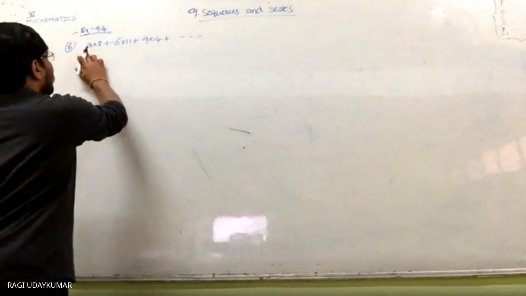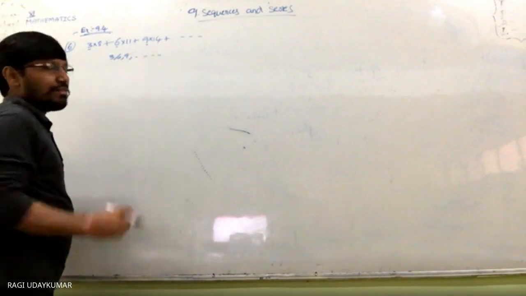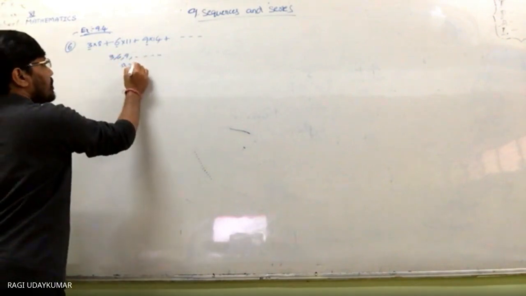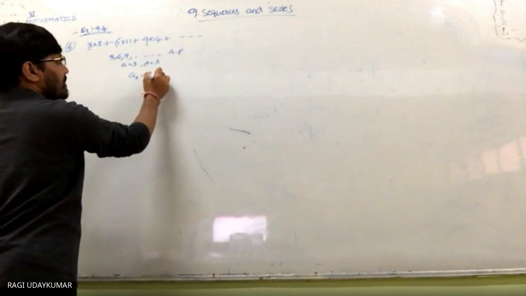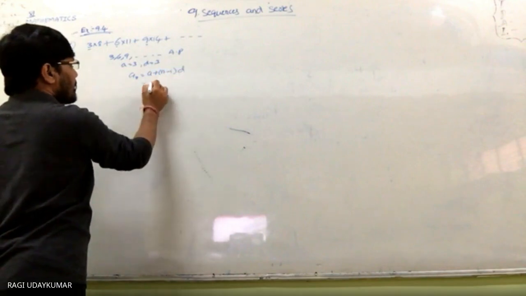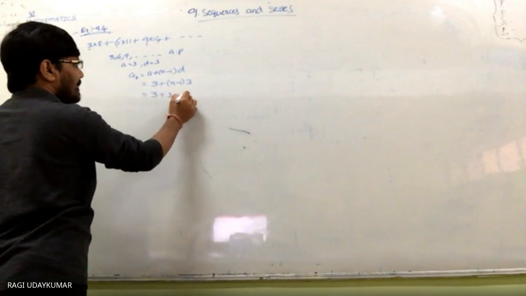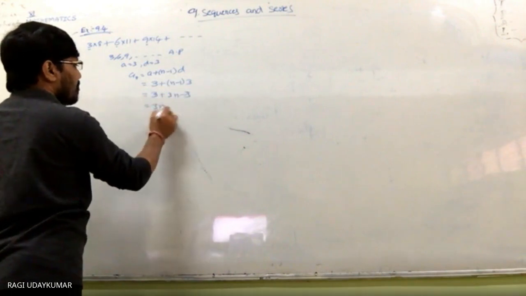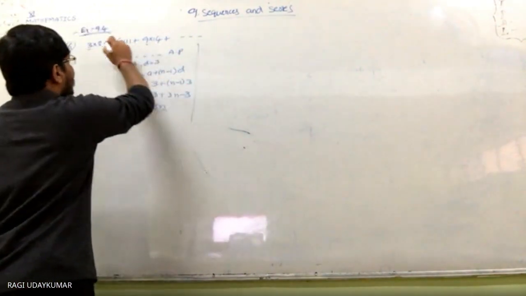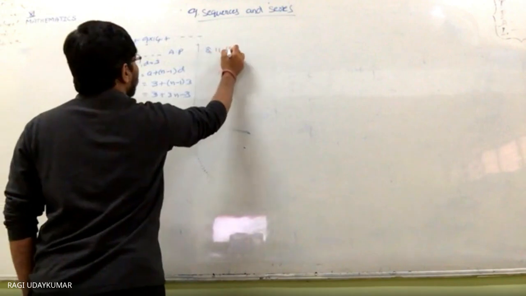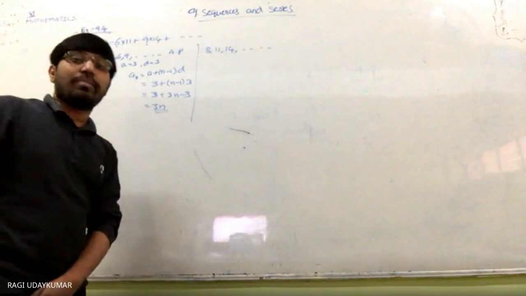First let us consider the first part: 3, 6, 9. Here the first term is a equal to 3, it forms an arithmetic progression, and d is equal to 3. The nth term is a plus n minus 1 into d. So a is 3, and n minus 1 into d is 3n minus 3, so 3 plus 3n minus 3 is equal to 3n, multiples of 3. In this, the nth term is 3n. Therefore, in the second part you take 8, 11, 14 and so on. Sometimes it may be given as an arithmetic progression, sometimes as a geometric progression.